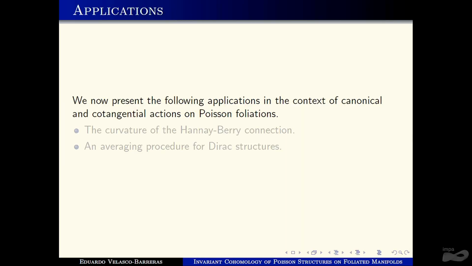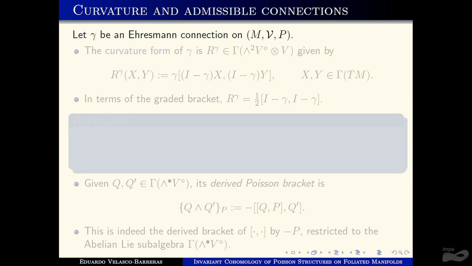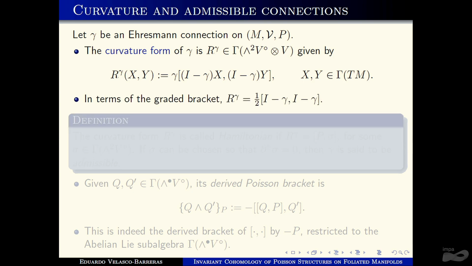And there are two applications I want to discuss. First, the curvature of the Hannay-Berry connection and an averaging procedure for Dirac structures compatible with Poisson foliations. So first, let us recall that the curvature of an Ehresmann connection is the obstruction to the involutivity or integrability of the horizontal distribution, and is described by this vector-valued two form, which is explicitly defined in this way. But if we use the graded bracket we introduced at the beginning of the lecture, it is given by this formula.